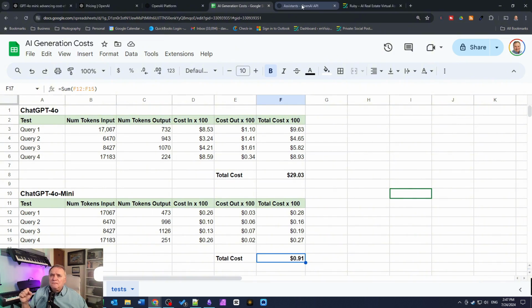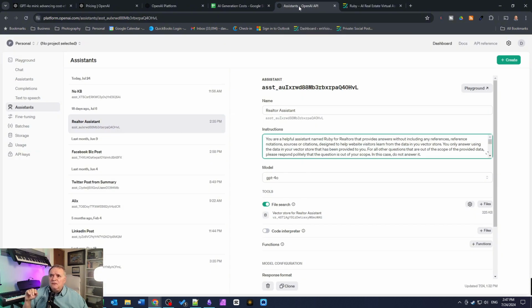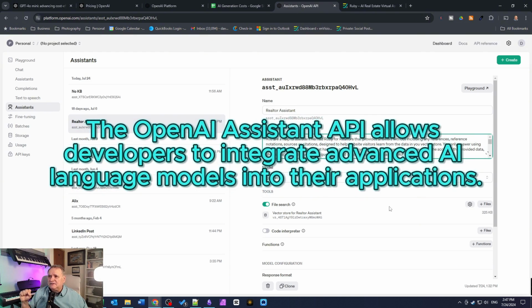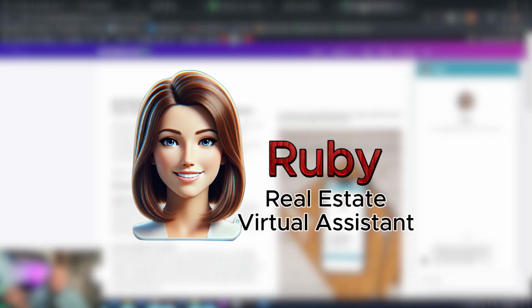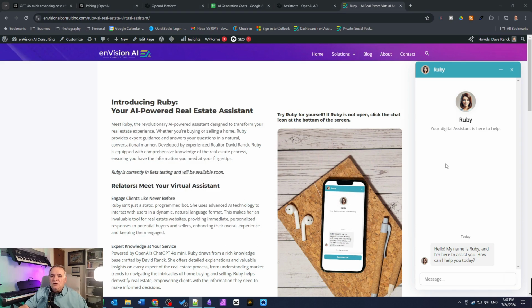All right, so now let's look at a real world example. I'm going to use this assistant that I have in testing. Right now, it is in what I would call beta testing, and it's a real estate assistant. Her name is Ruby, and she is designed to answer real estate questions. Right now, Ruby is running on GPT 4o.